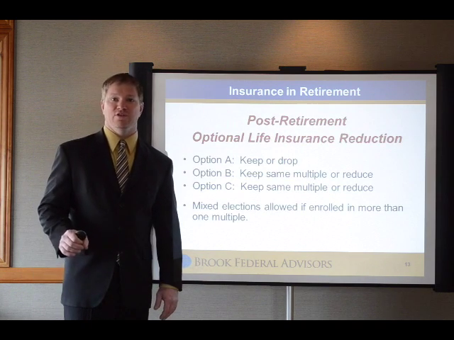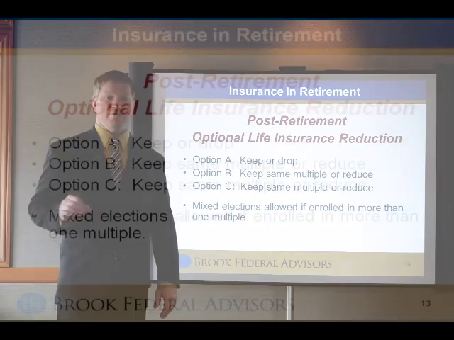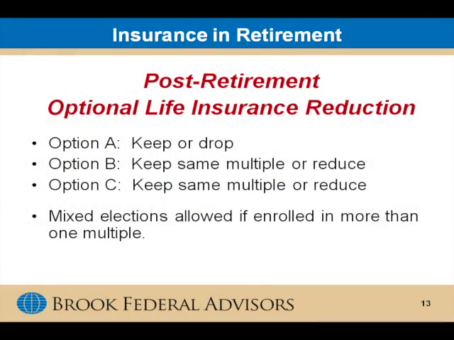You also have options with the option coverage. Option A, you can either keep or drop. Option B, you can keep the same multiple, again 1 to 5, or you can reduce it. And the same applies to option C. You can also keep in mind that for options B and C, the multiples don't have to be the same. If you started retirement with 5 multiples of each, you can reduce that to 3 multiples of option B and 2 multiples of option C, or whatever combination fits your particular situation.